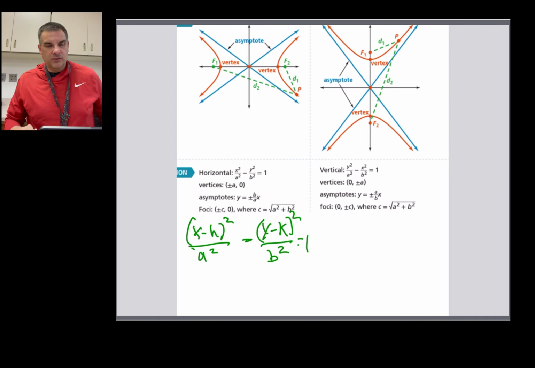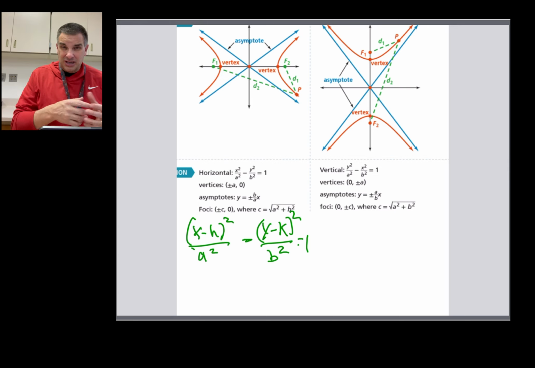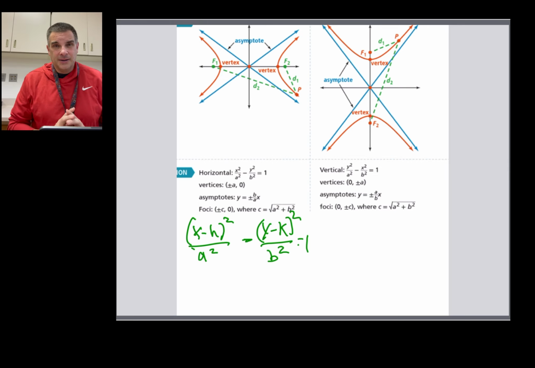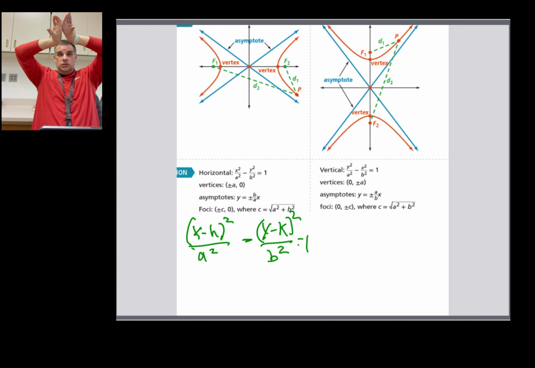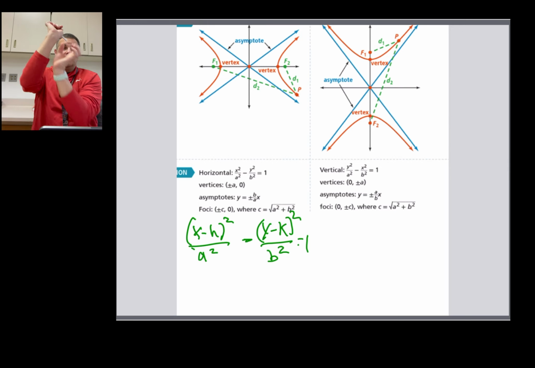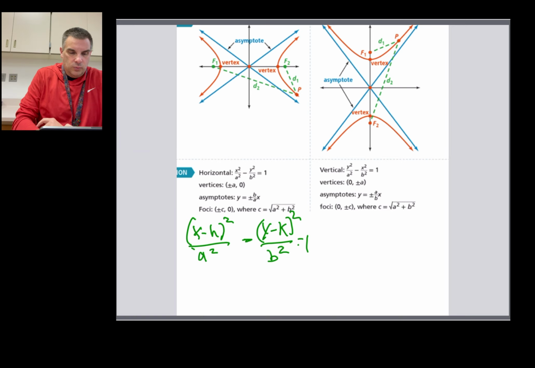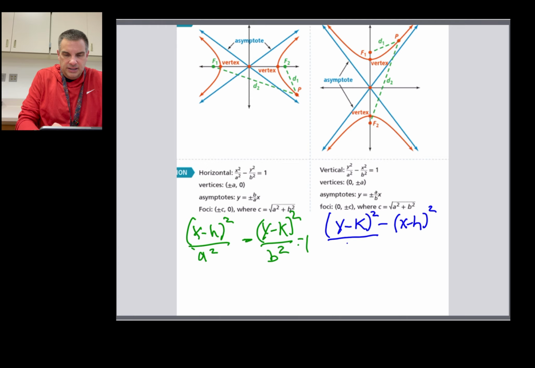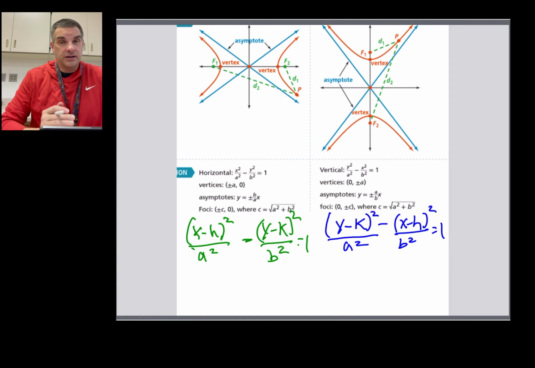Okay, and this is a horizontal one, so it opens sideways if x comes first. Because there's a minus symbol between them, that's what makes things a little different. If that x comes first, you have that x shape going out. It kind of looks like an x. For a vertical one, it's going up and down, so we just turn it around. For the vertical one, it's y minus k squared over a squared, minus x minus h squared over b squared, equal to 1. In this case, it very much matters which direction it goes, because the y comes first and your x is going to be the minus.